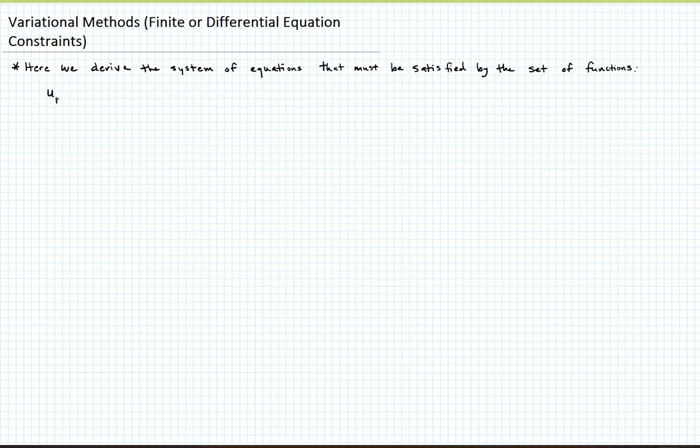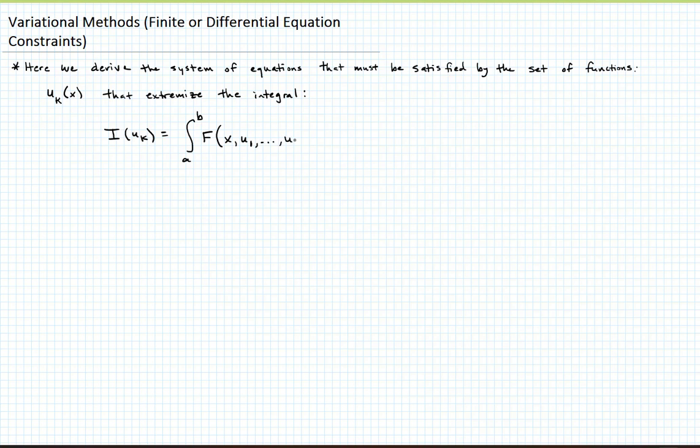That set of functions looks like, we'll call those u sub k for k different functions. There'll be functions of x, and these will be the functions that extremize the integral I, which will be some functional of u sub k, the integral from a to b of an integrand f, which is a function of x, u1 up through un, and then u1 prime up through un prime, dx. We'll call this equation 1.